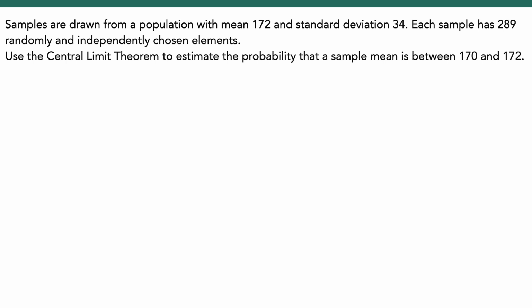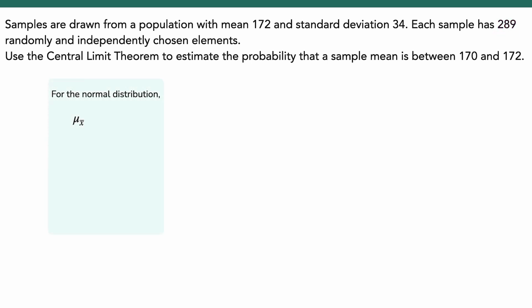Samples are drawn from a population with mean 172 and standard deviation 34. Each sample has 289 randomly and independently chosen elements. Use the central limit theorem to estimate the probability that a sample mean is between 170 and 172. Firstly, the sample size is 289. That's a large sample size, so we can use the central limit theorem. We need to find the distribution of our random variable x bar and then estimate the probability.